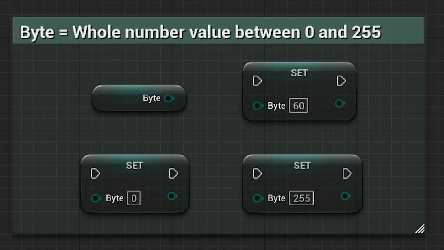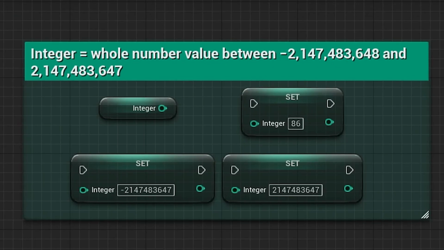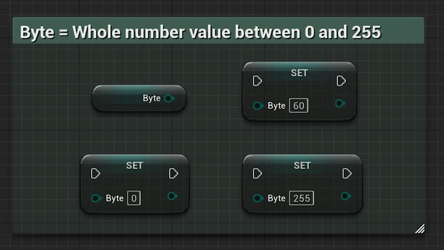Byte is a whole number with value between 0 and 2055. A number that's smaller than 0, byte will not process. It's the same with any other number that's bigger than 2055. Basically, byte is just like integer, but with a small amount of possible numbers.